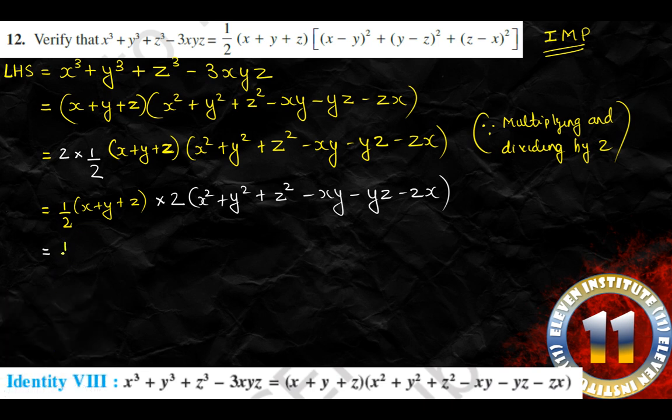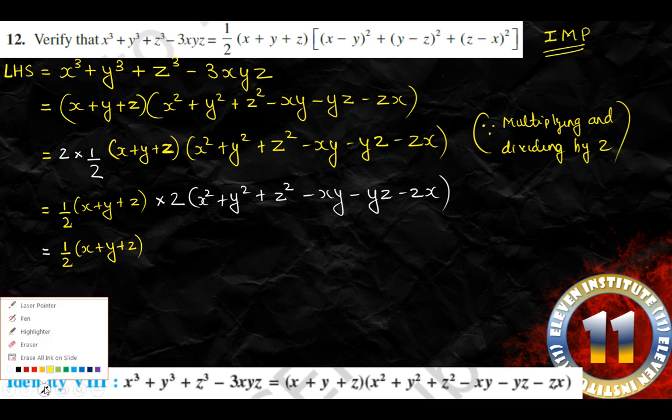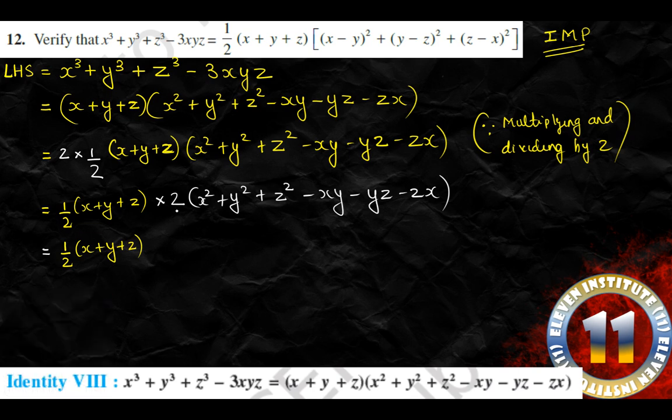So this half x plus y plus z will remain as it is. And this 2 will now multiply inside. So we get 2x square plus 2y square plus 2z square minus 2xy minus 2yz minus 2 times zx, right? So you can see we have multiplied all the terms by 2.